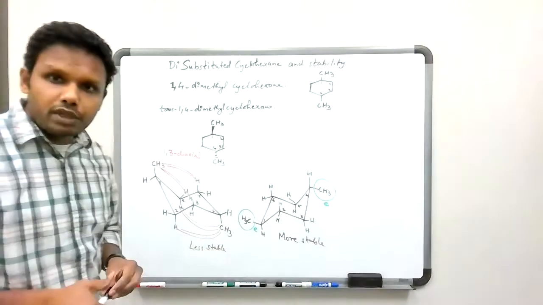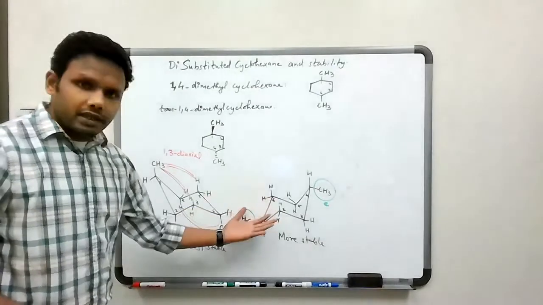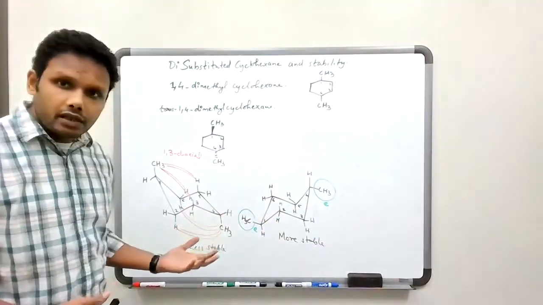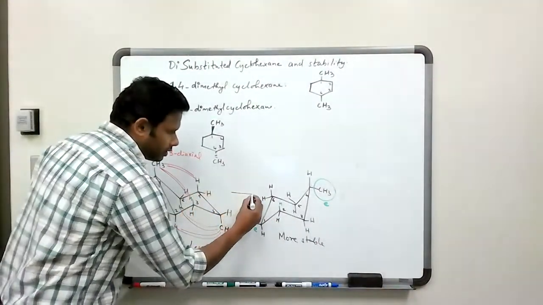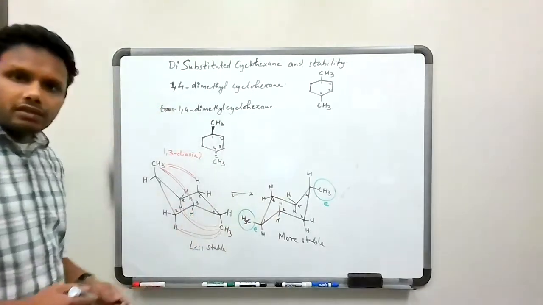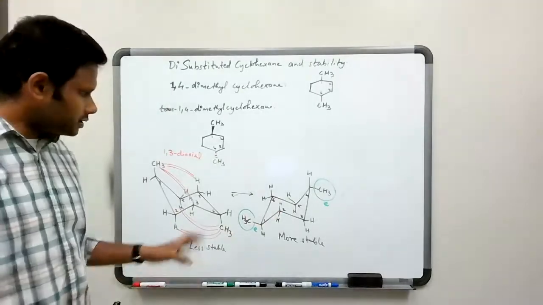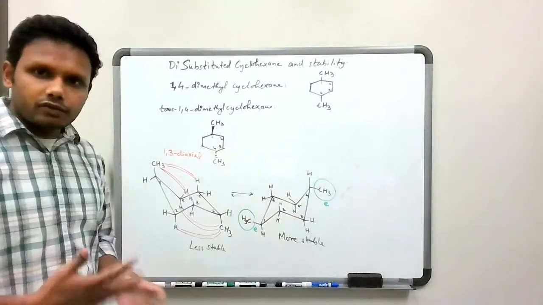Now, what does that mean? That means at equilibrium, trans 1,4 dimethyl cyclohexane is going to spend most of its time in that conformation, and very little time in this conformation. So that is what this tells us, which is the more favored conformation.